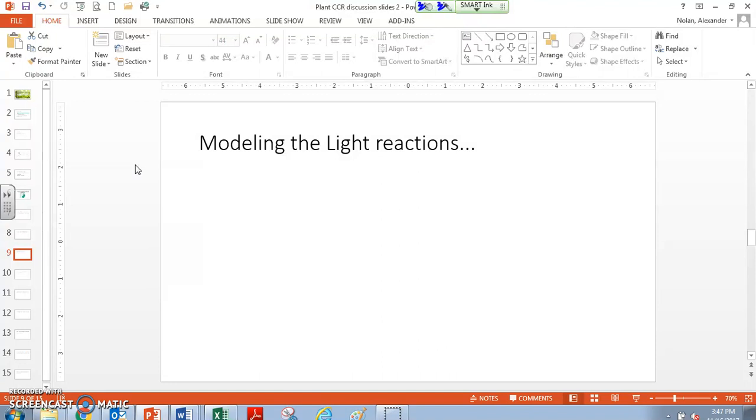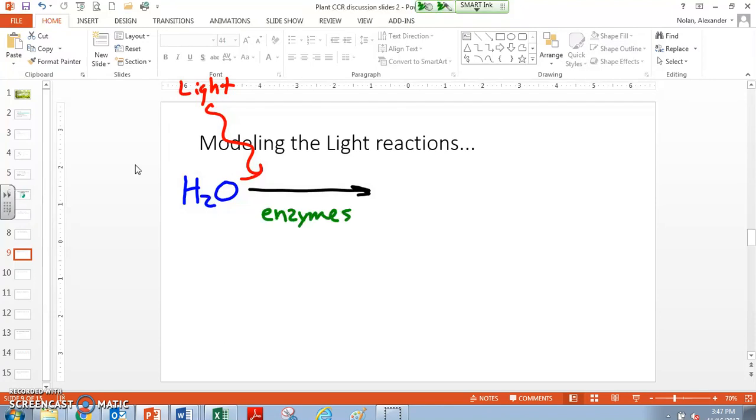To model the light reactions, the substance that we're going to start with is water. We've got our water, and our water is being changed into something else. It's being changed in the presence of light energy. This is happening in our chloroplasts, on the thylakoids of our chloroplasts. And it's also happening in the presence of enzymes. Now these enzymes involve chlorophyll.